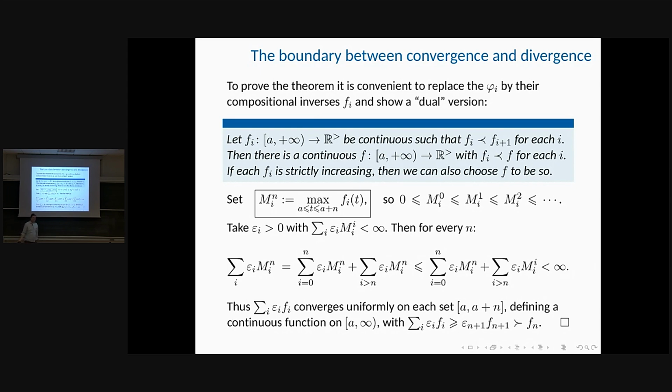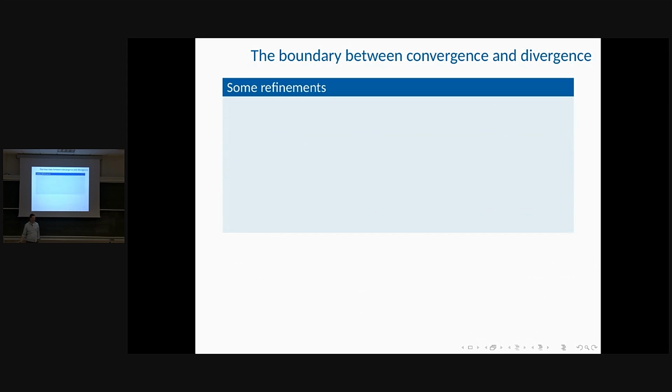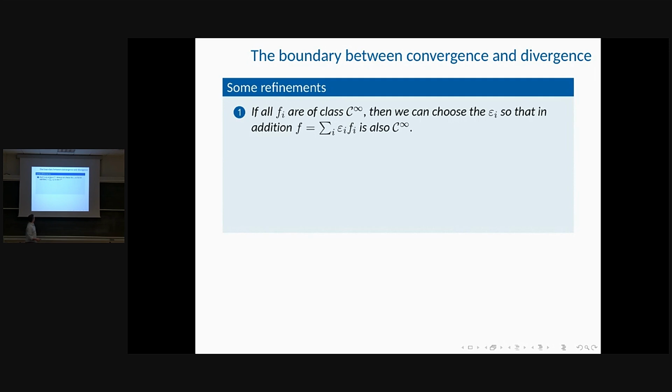So from now on, there will not be any proofs. Now, once you know this, it is of course interesting to wonder about the various refinements of this. How far can you push this method? It's not too difficult to modify this argument. Instead of taking just the supremum, you also diagonalize against the derivatives, so to speak. So if all the f_i's are of class C infinity, then you can choose the epsilon_i so that this infinite series that you produce will also be a smooth function. So this is not a big deal.